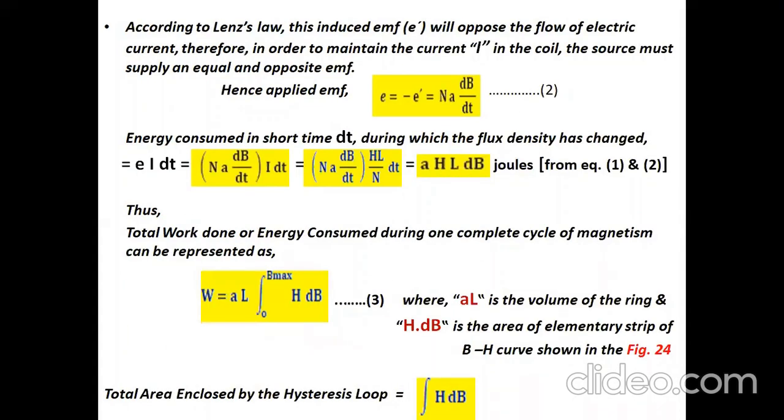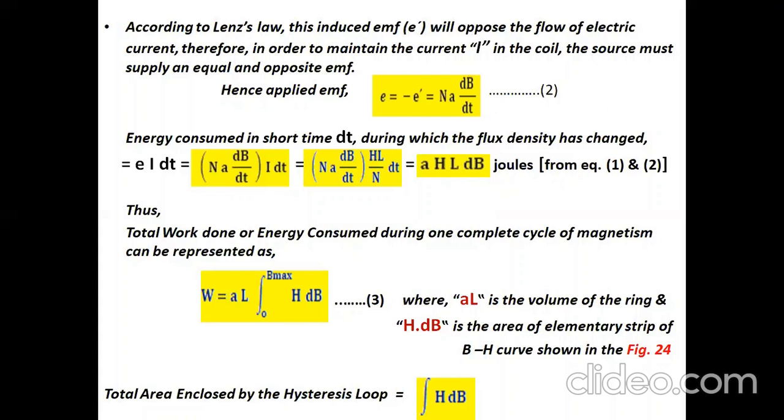According to Lenz's law, this induced EMF E' will oppose the flow of electric current. Therefore, in order to maintain the current I in the coil, the source must supply an equal and opposite electromotive force. Hence, applied EMF E equals minus E', that is equal to NA dB/dt.